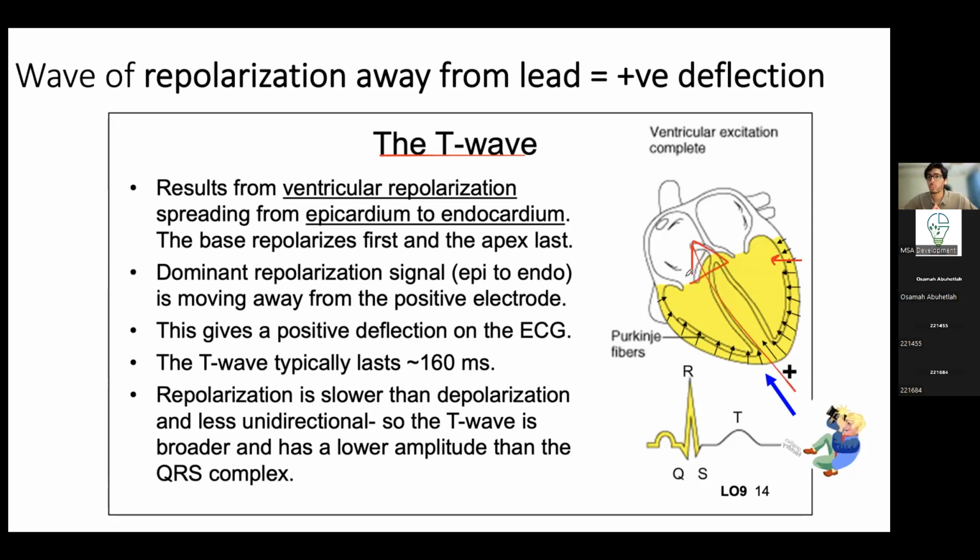So if we have waves of repolarization that are spreading away from the positive electrode of a lead, what is the deflection going to look like? Up. Okay, it's going to go up. It's a wave of repolarization away from the positive electrode, because repolarization happens from the epi to the endocardium. So focus on the vector and then focus on where the lead is.